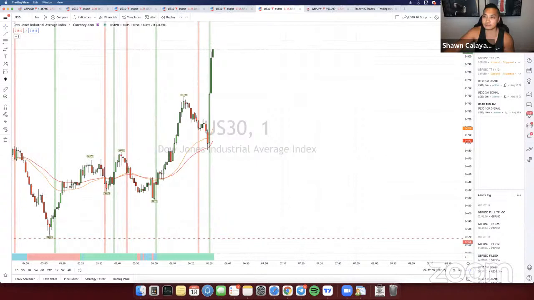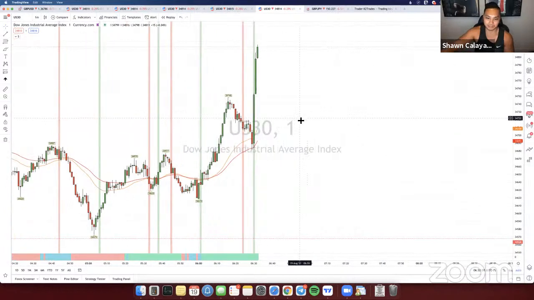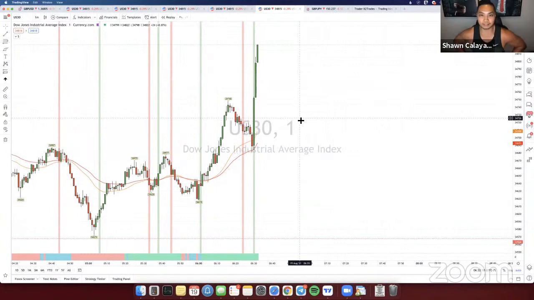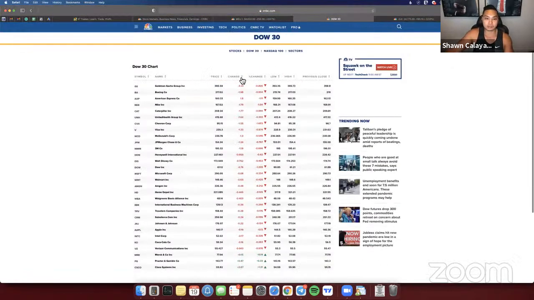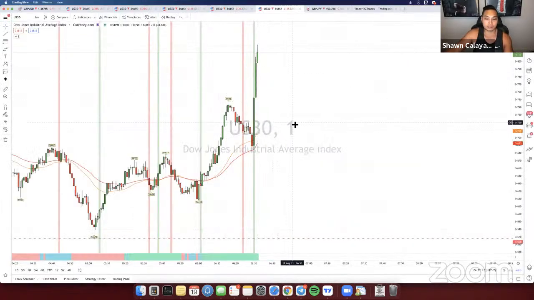Our G already hit full TP, so that's good. But yeah, if this makes sense to anybody, let me know, because I kind of want to see what you guys' thought process is. Because just looking at the index over here, these are all the stocks that are within the US 30. If they're all red, you'd expect it to come down, right?